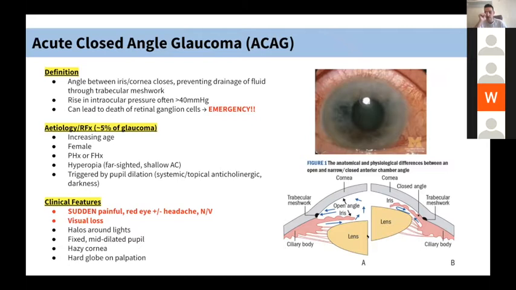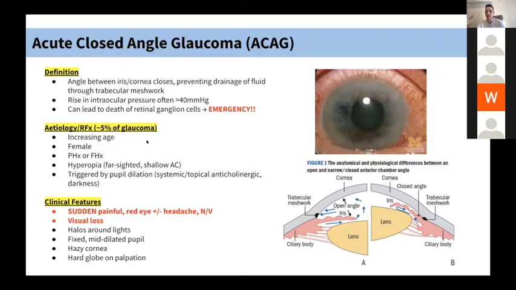So if you look at the diagram at the bottom, you can see the little angle here between the iris and the cornea. Fluid can flow from the anterior chamber into the front of the eye, and then out. But if for some reason that angle between the iris and the cornea closes, all the fluid's going to build up, and that's going to cause a lot of pressure in the eye. That's going to push back on the retinal ganglion cells in the back of the eye and cause death of those cells. And so that can lead to blindness, which is why it's an emergency.